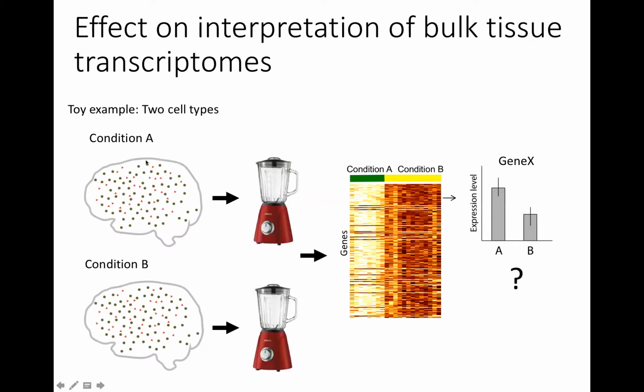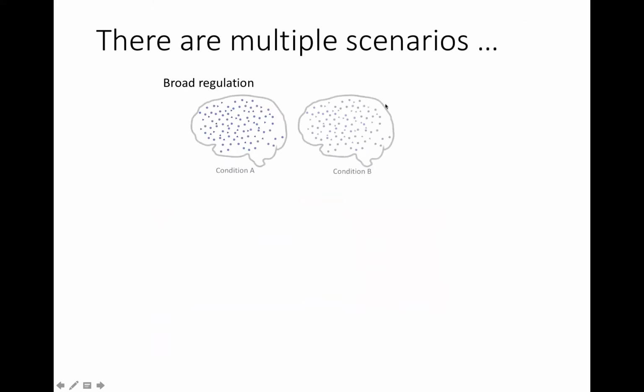So here I have a toy example where there's two cell types, the triangle ones and the circle ones, that make up our sample. So there's only two cell types, and we're going to grind up the sample and extract RNA, and then we do our analysis. And so then we might observe that this gene right here shows a decrease in expression in condition B. But what do we make of this? Because we started out with this complex sample. And there's a lot of different scenarios that can happen, and I'm illustrating three of them on this next slide.